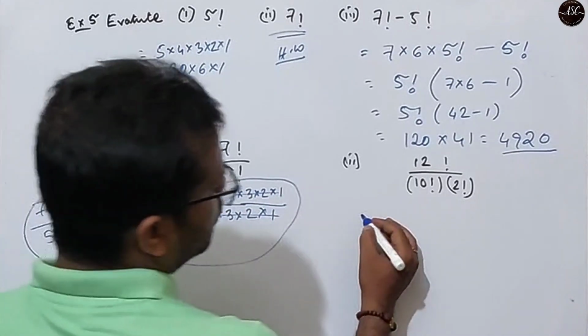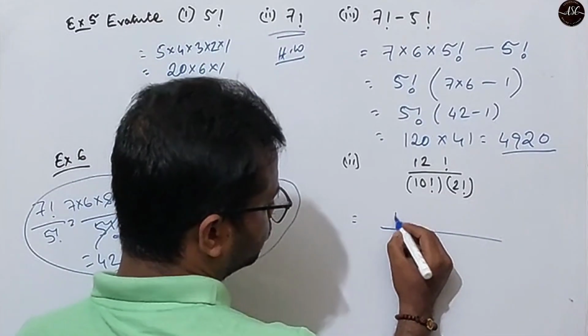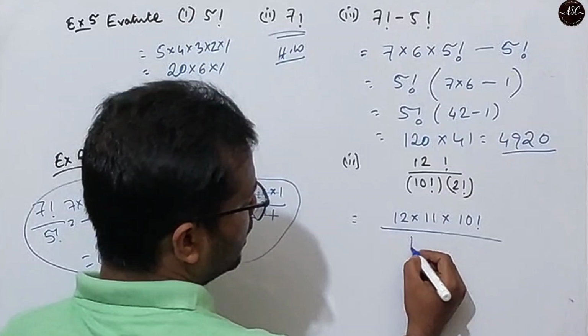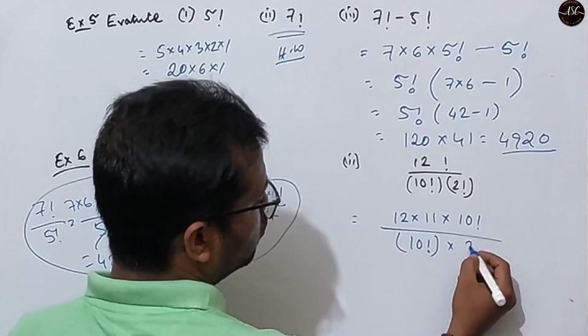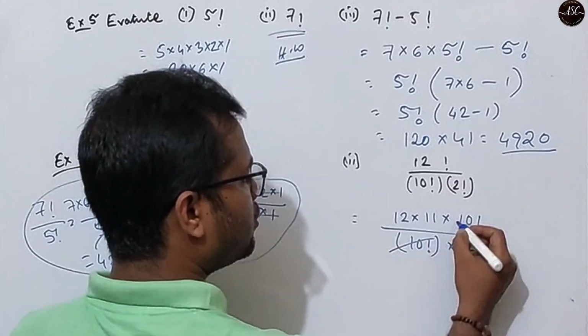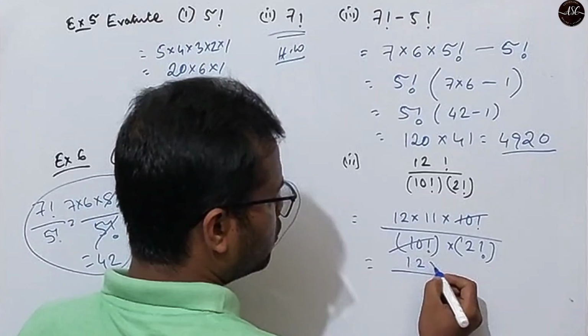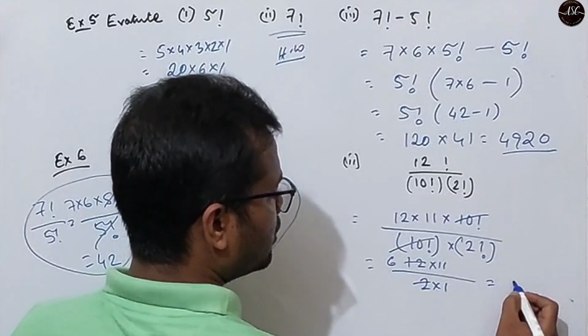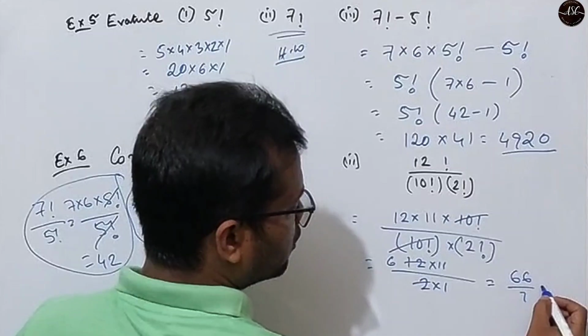Now for this, 12 factorial equals 12 into 11 into 10 factorial, and here 10 factorial into 2 factorial. Cancel out 10 factorial, we have 12 into 11 divided by 2 factorial, which is 2 into 1. Just cancel out 6, then 66 divided by 1 equals 66.